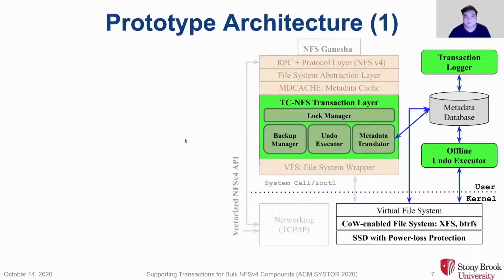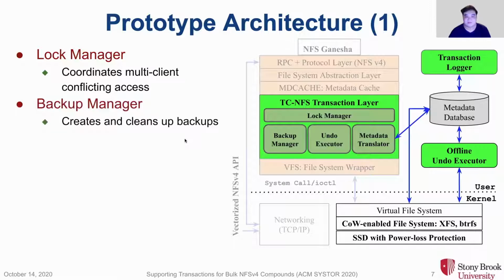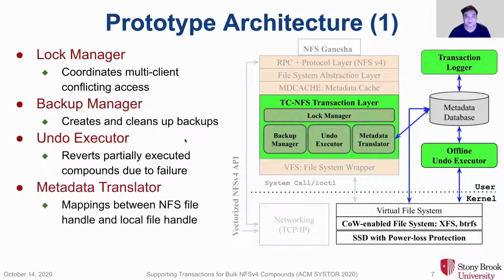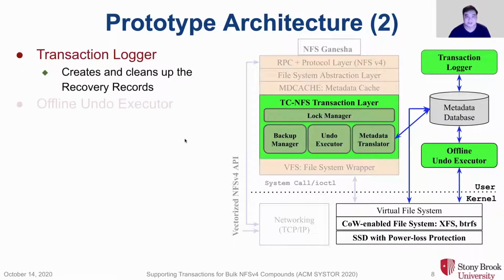We developed a prototype of Tcnfs based on NFS Ganesha, and here is our architecture. In the transaction layer, there are 4 components. The log manager coordinates conflicting access from multiple clients. The backup manager creates and cleans up backups. The undo executor reverses partially executed compounds due to failure. The metadata translator maintains a mapping between NFS file handle and the local file handle given by the underlying file systems. The transaction logger creates and removes the recovery records.